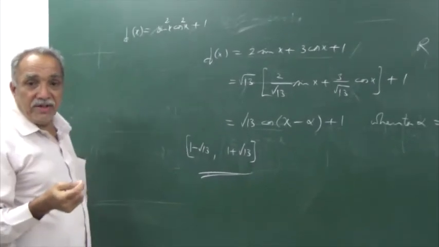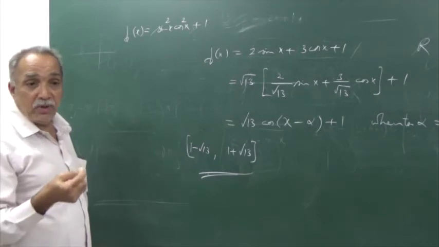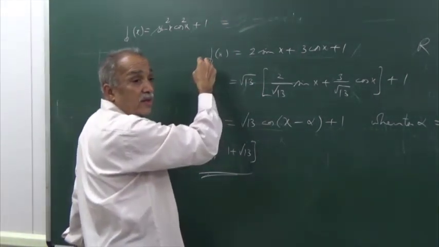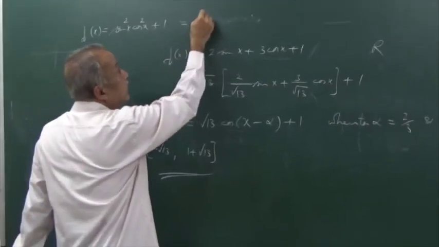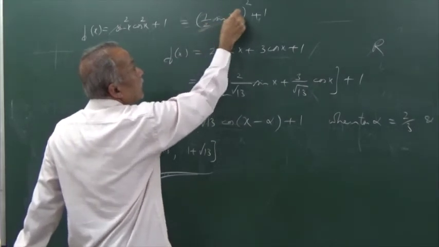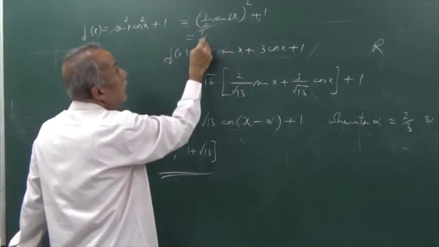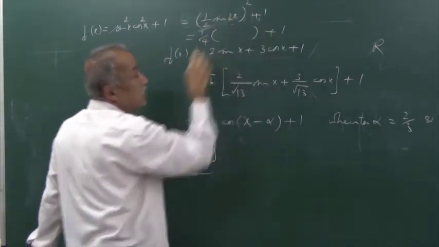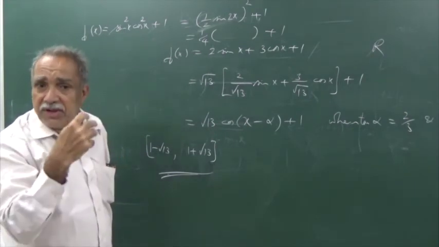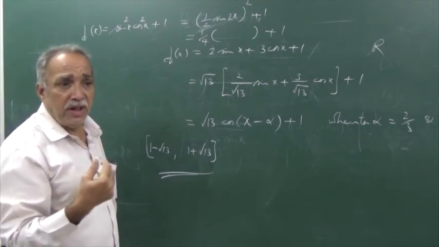Some reduction is needed in order to get an idea about the range. Agree? Yes. What is sin square 2x? I want to get the degree further reduced. I want to get the degree as 1. I want a linear expression in place of that.